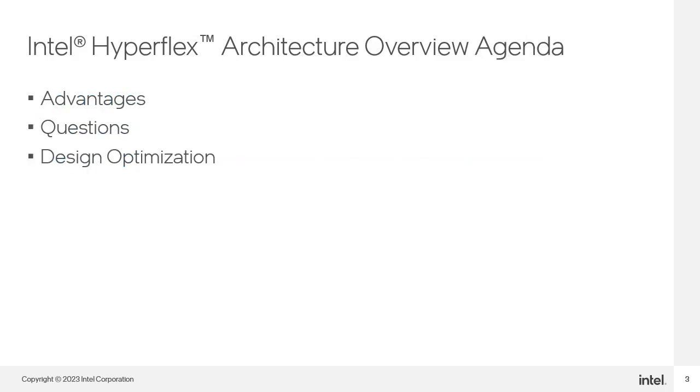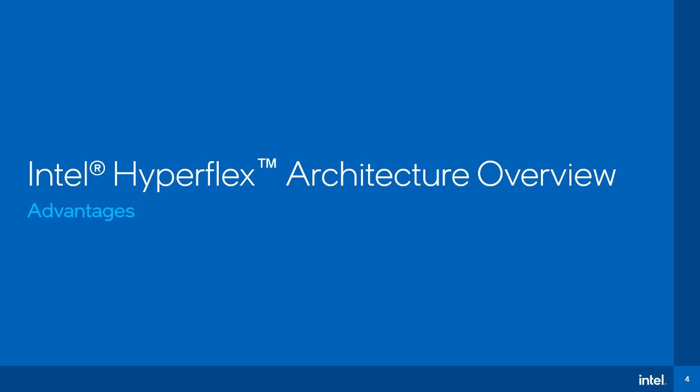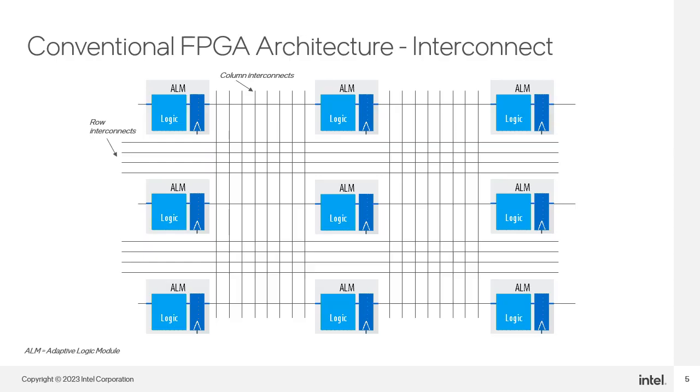We will begin this training describing the new Hyperflex architecture and its advantages. Then we will address a few questions that commonly arise after learning of the new architecture. Lastly, we will do a brief overview of how designs can be optimized to take advantage of this architecture. More details on this optimization flow will be covered in additional online trainings similar to this one. So let's begin with a look at the Hyperflex architecture.